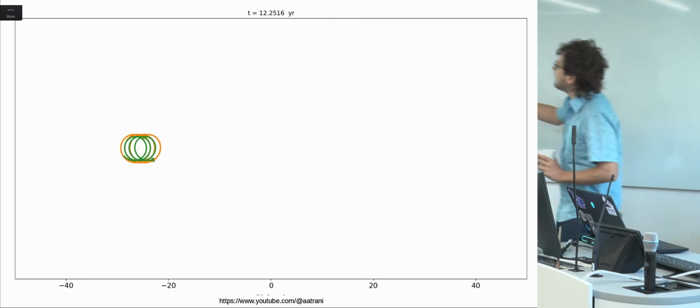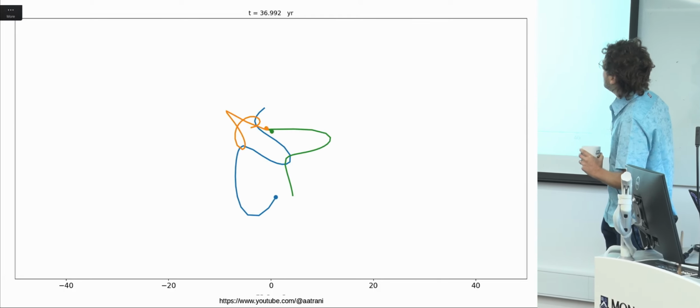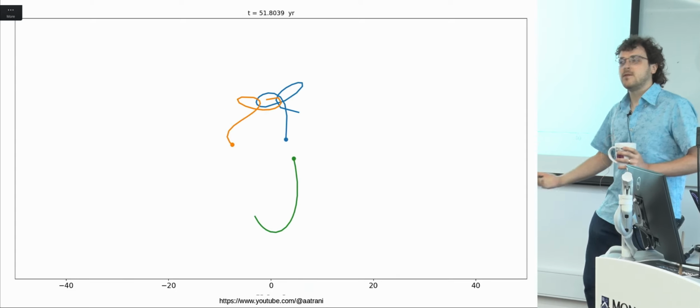So you see that it's quite difficult to understand what's going on in this picture, but we can make a few basic observations.